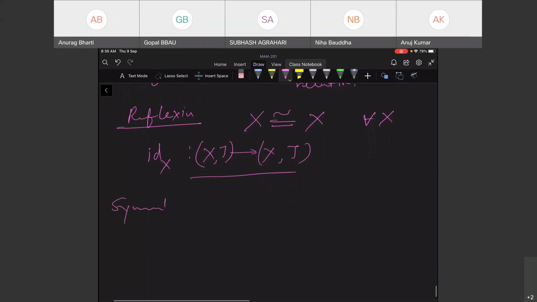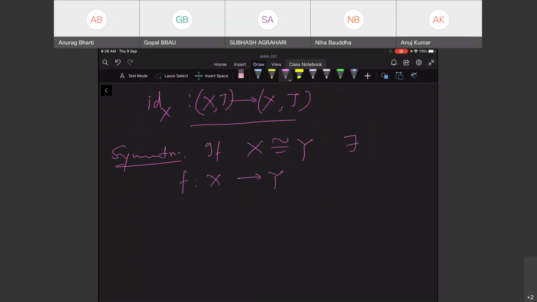Then symmetric. If X is homeomorphic to Y, then there exists a homeomorphism f from X to Y. But if f is a homeomorphism, then f inverse is also a homeomorphism. Take f inverse from Y to X; this is again a homeomorphism. This means Y is equivalent to X.